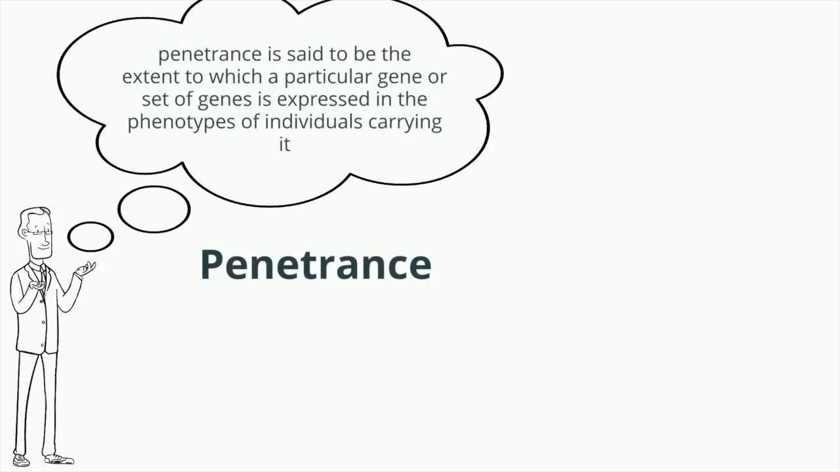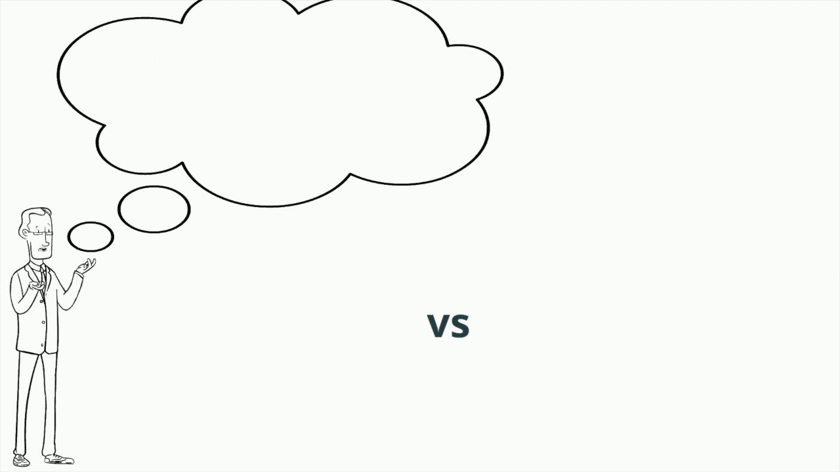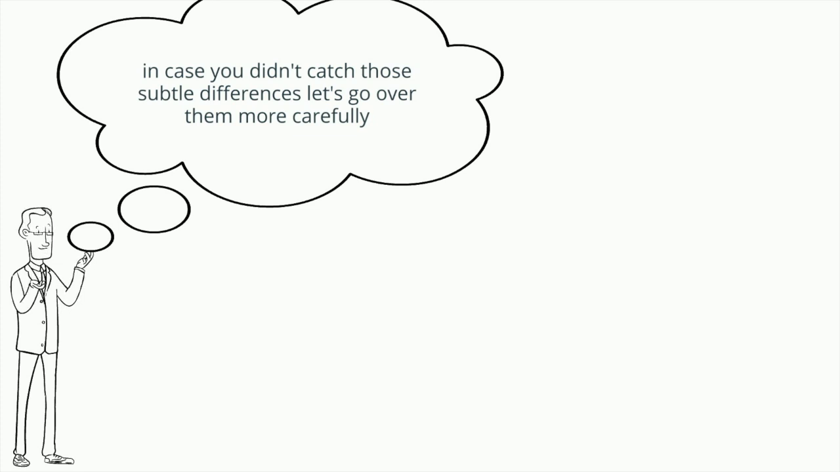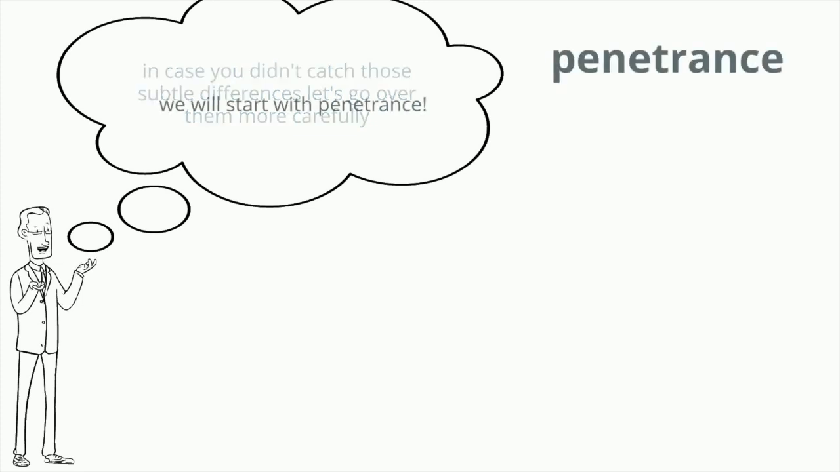Penetrance is said to be the extent to which a particular gene or set of genes is expressed in the phenotypes of individuals carrying it. Expressivity, on the other hand, is said to be the degree to which a phenotype is expressed by individuals having a particular genotype. In case you didn't catch those subtle differences, let's go over them more carefully now.